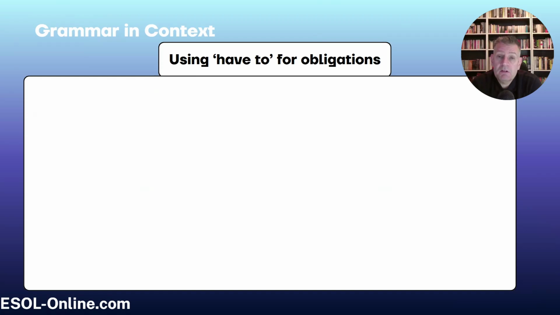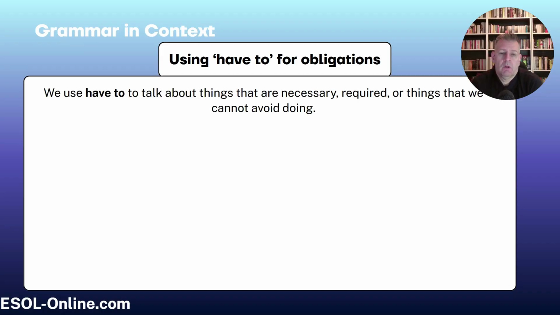Each lesson we continue with a grammar task. So this one is going to be using have to for obligations. Things that you have to do. Things that are necessary, required, or things that you cannot avoid doing.